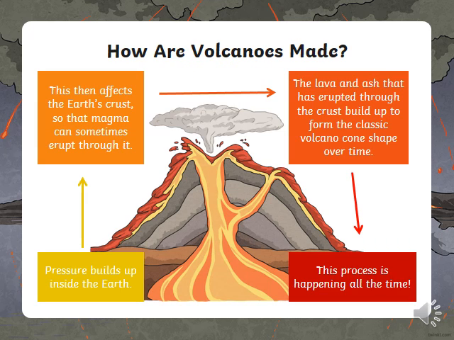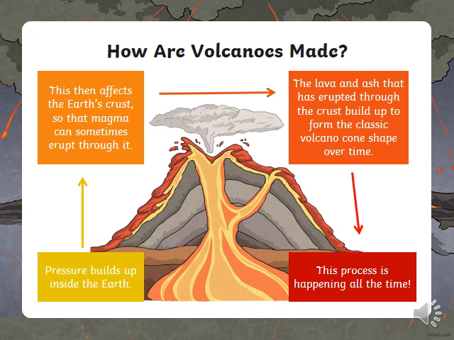So let's think about how volcanoes are made then. What happens is pressure builds up inside the Earth, in the mantle. It's building and building and building. Then this affects the Earth's crust, so magma sometimes will erupt through it. Think about those pieces of paper that we moved across the table. The plates move towards each other because the pressure is pushing them. As they move towards each other, they almost get to a point where they're overlapping and they push each other up, and as they're pushing each other up, they're causing a slight gap.